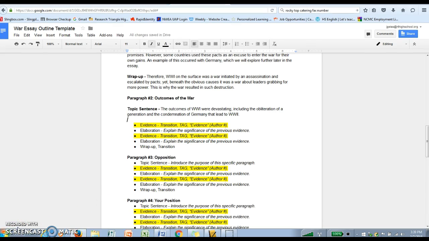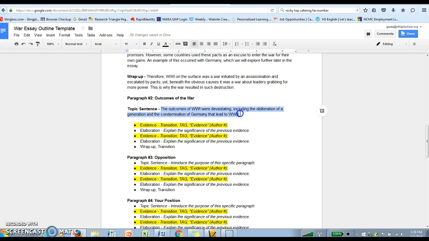So let's begin by writing our topic sentence for the second body paragraph. Let's take a look at this topic sentence. It reads, "The outcomes of World War I were devastating, including the obliteration of a generation and the condemnation of Germany that led to World War II." Now remember that in our wrap-up for our previous paragraph, which was on the causes, we ended with this statement, "This is why the war resulted in such destruction." This acts as a transition from the previous paragraph to this paragraph.